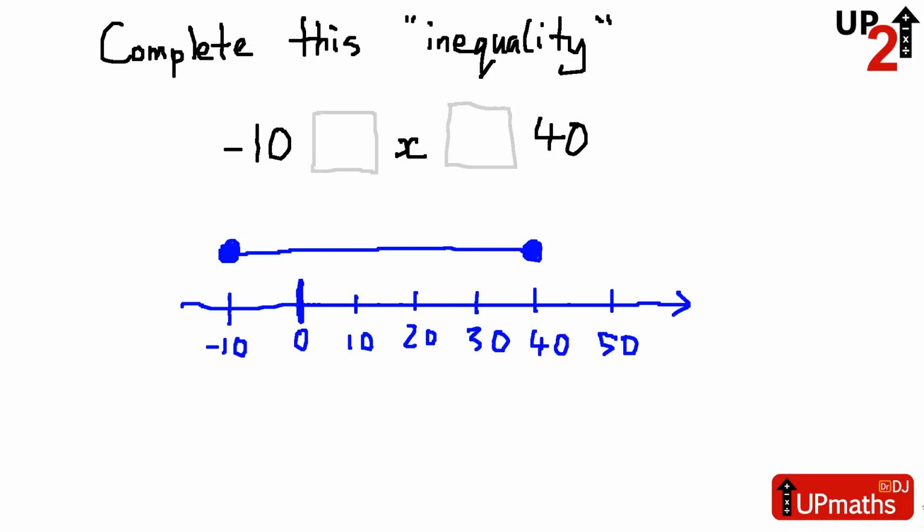Let's do another one. Complete this inequality. Well, this line drawn above a number line can describe an inequality, and then we can complete it like that. Because we're saying 40 is more than x, and x is more than minus 10. Basically we're saying that x is somewhere on this line, with the dots on each side showing where the line is.